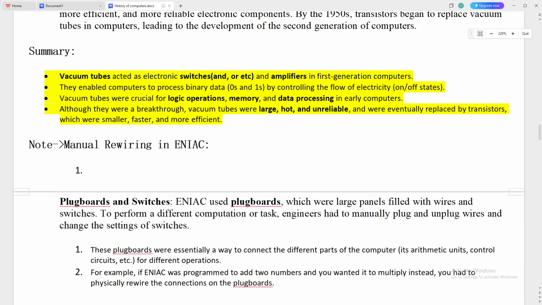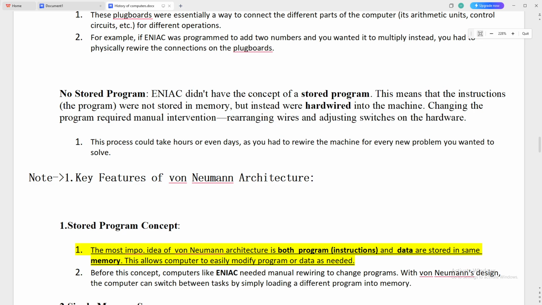Now, manual rewiring in ENIAC. So, plug boards and switches. ENIAC used plug boards, which were large panels filled with wires and switches. To perform a different computation or task, engineers had to manually plug and unplug wires and change the settings of switches. So these plug boards were essentially a way to connect different parts of the computer, its arithmetic unit or control circuits, for different operations. For example, if ENIAC was programmed to add two numbers and you wanted it to multiply, you had to physically rewire the connections on the plug boards.